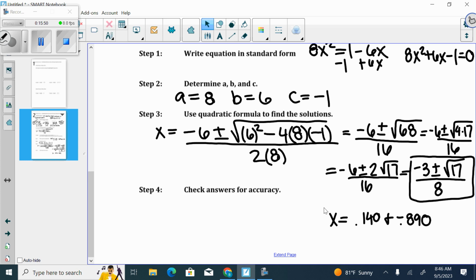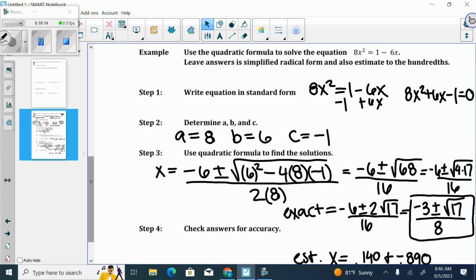All right. So this right here was our exact answer. This right here is an estimate answer. Okay? If you wanted to check that your answers were correct, you can go into your calculator, into y equals, and type this equation in y1 and check to see if the two answers we got are where it crosses the x-axis.